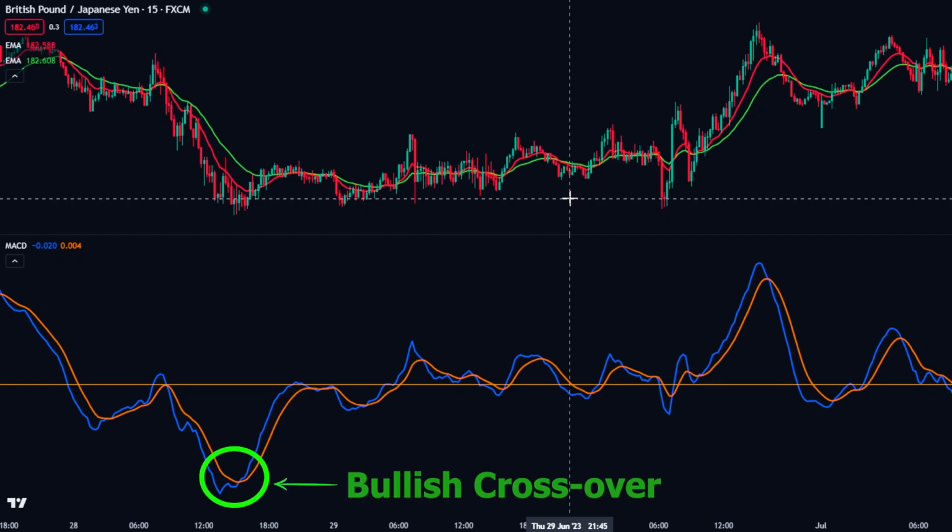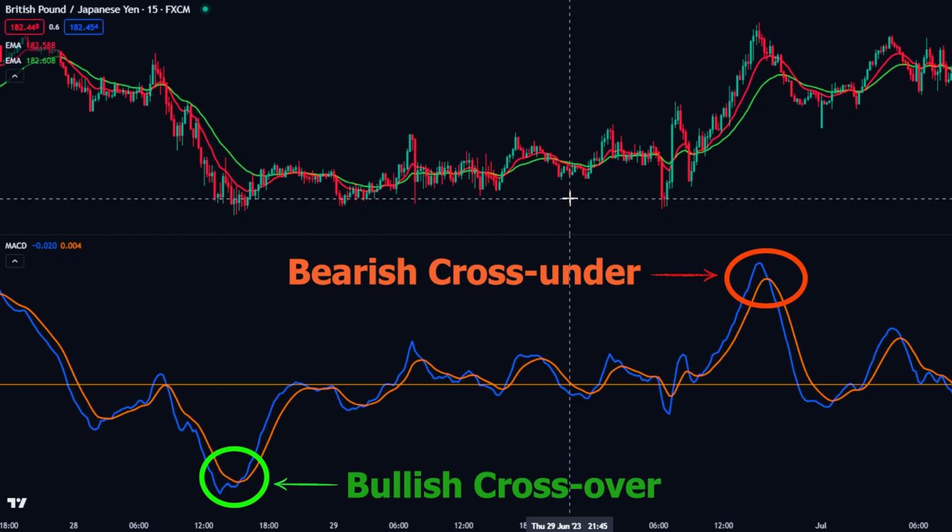When the MACD line crosses above the signal line, it suggests a potential bullish or buy signal, indicating that it may be a good time to enter a long position. Conversely, when the MACD line crosses below the signal line, it indicates a potential bearish or sell signal, suggesting it may be a good time to exit or consider a short position.